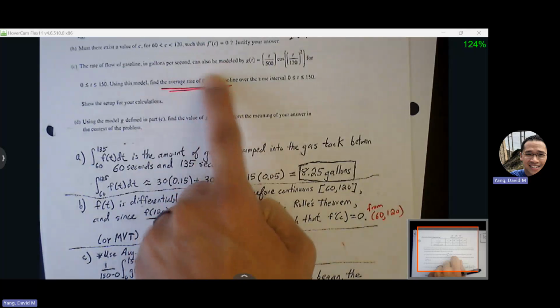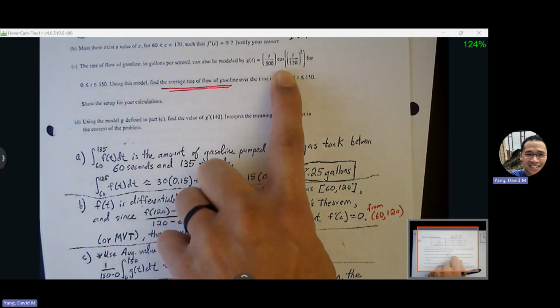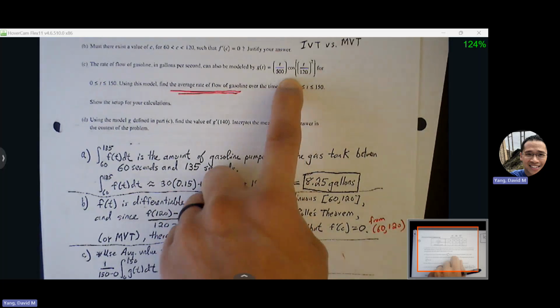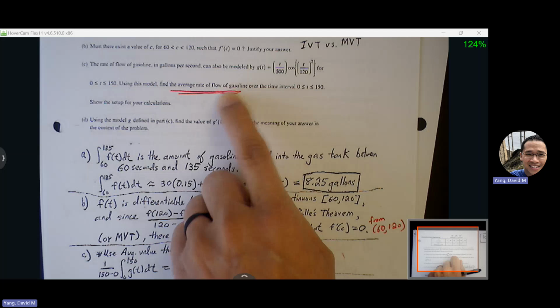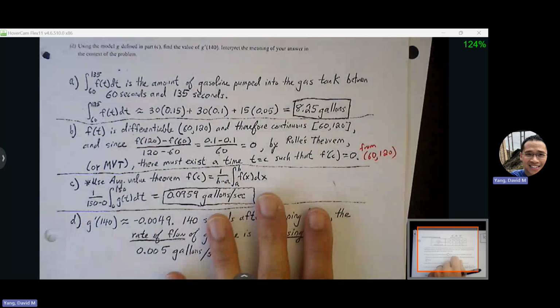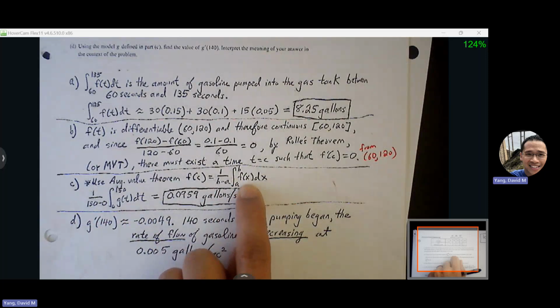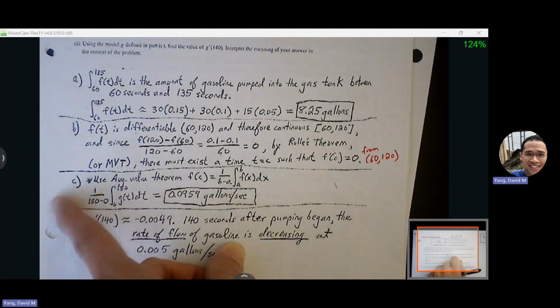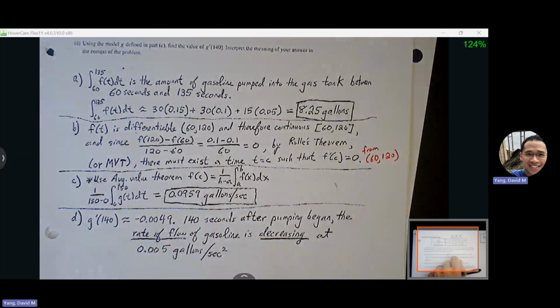So part C says the rate of flow of gasoline can be modeled by G of T. We know this is the rate. We want to find the average rate of flow of gasoline. So that's indicating average value theorem. So we just have to set up average value theorem. 1 over b minus a integral of the function. Our function is our G of T. And then we replace a and b with 0 and 50. And the rest gets plugged into the calculator.